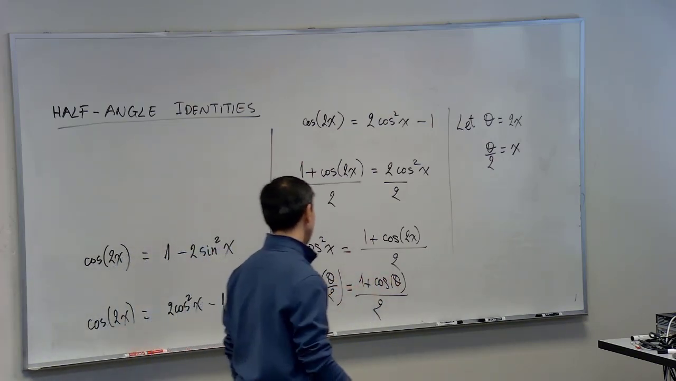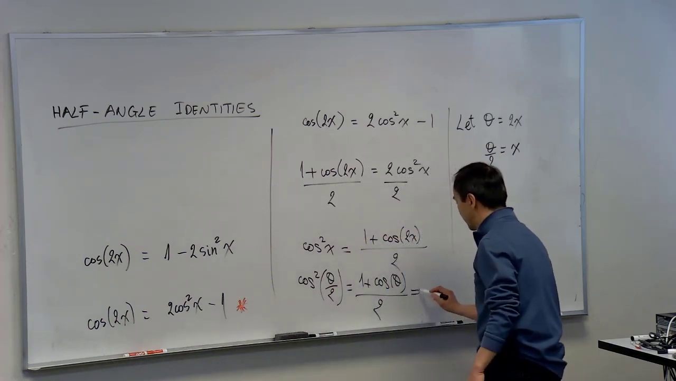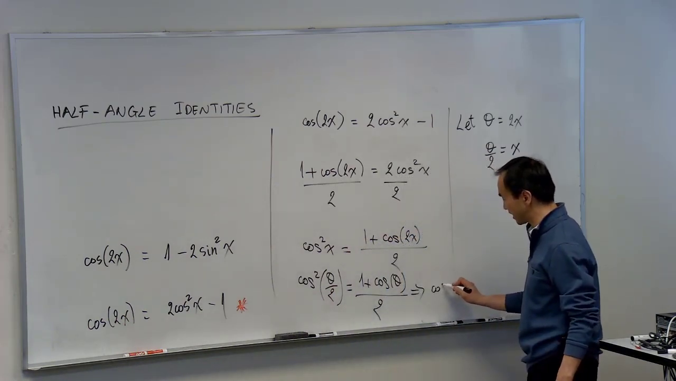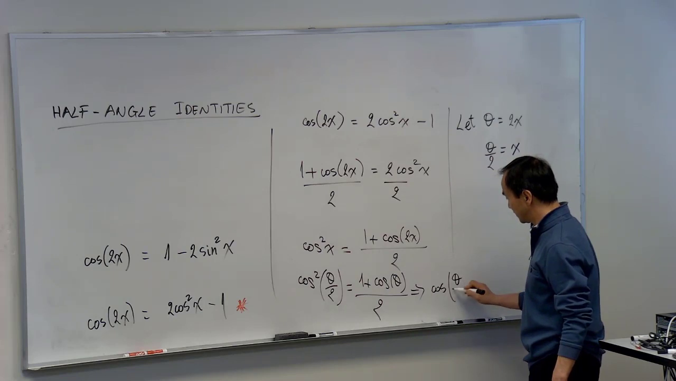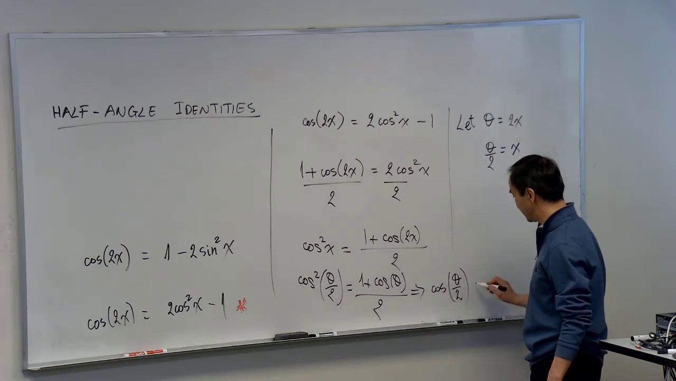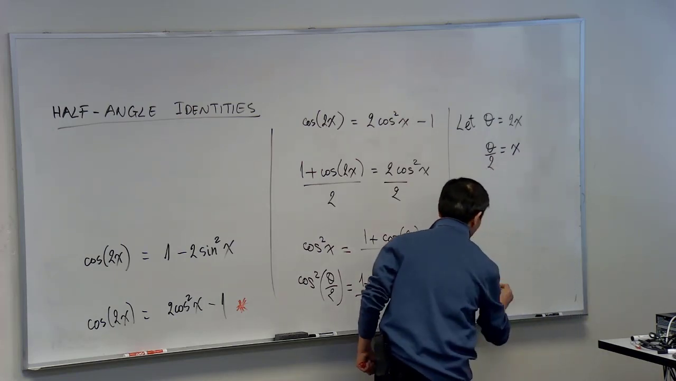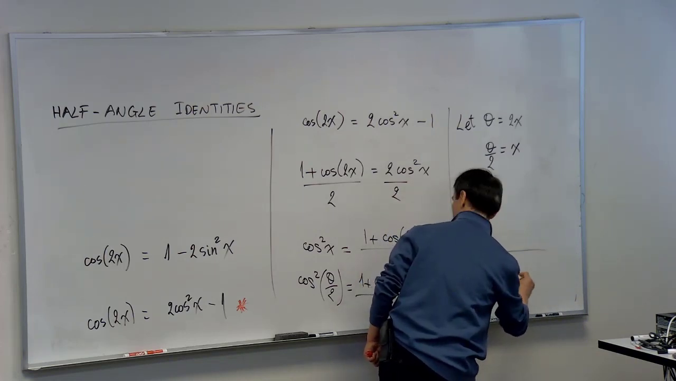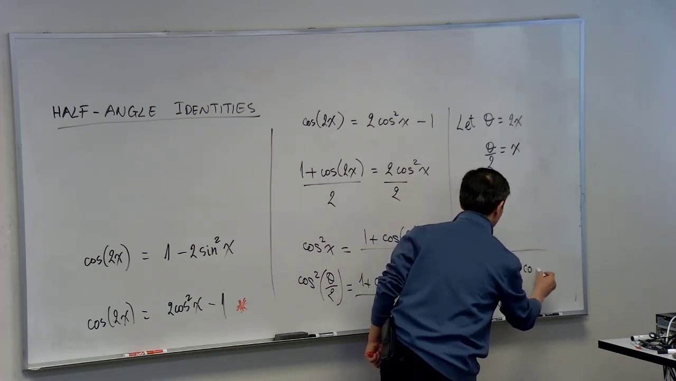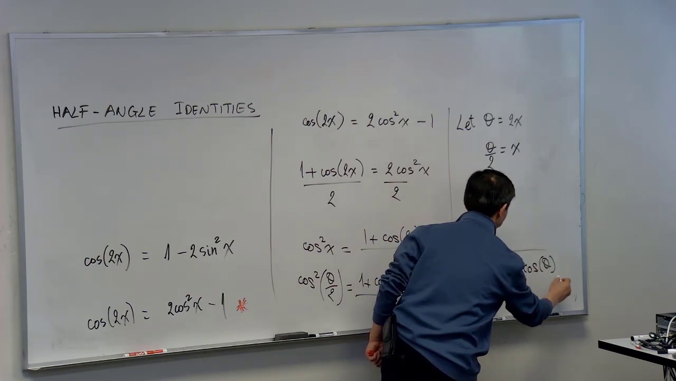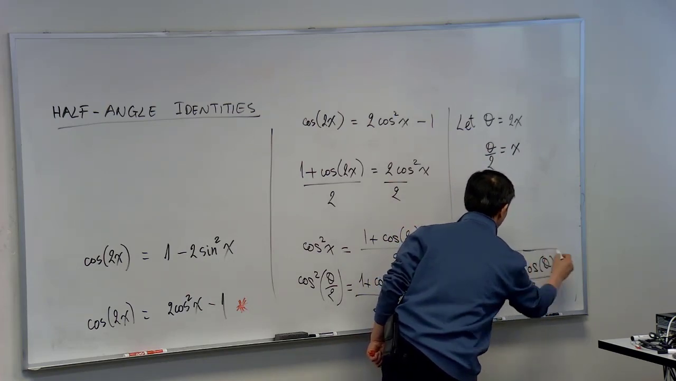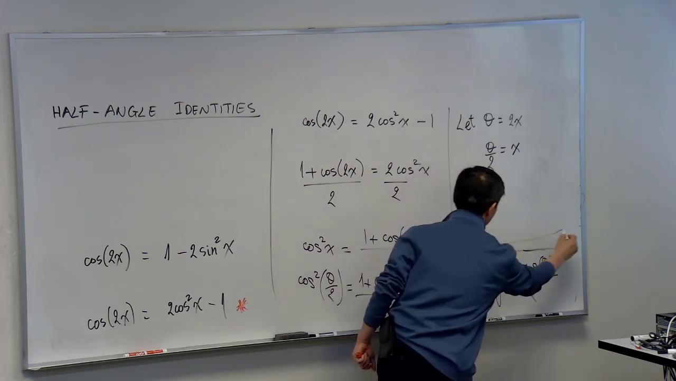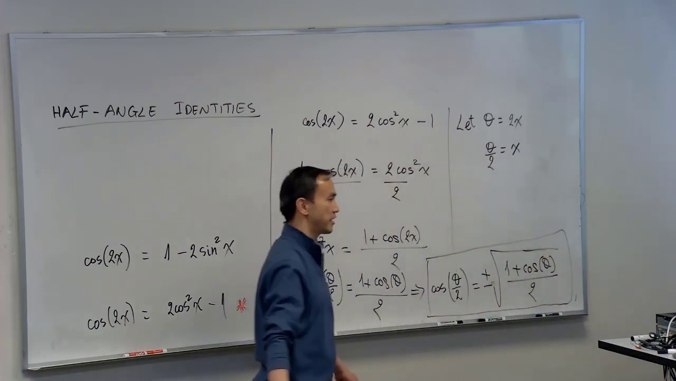So now I'm going to take one more step forward here. I'm taking the square roots of both sides. That gives me cosine of the half angle, theta over 2, equals plus or minus the square root of 1 plus cosine theta over 2. And we call this another half angle identity for cosine.